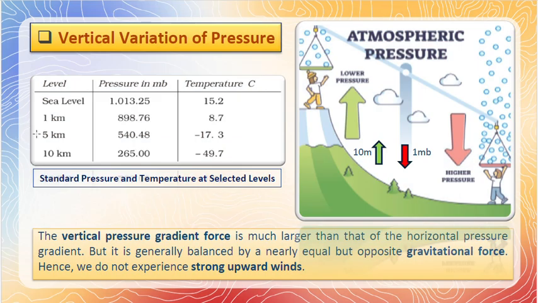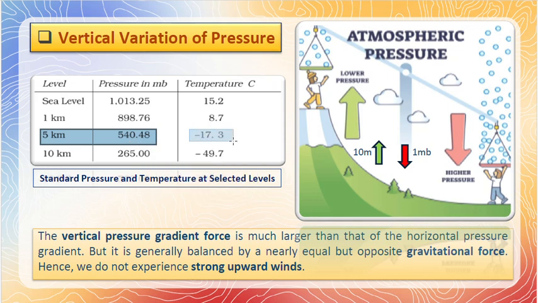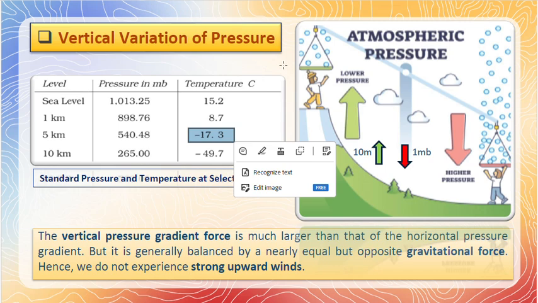So when we are talking about 5 kilometers, then the pressure will be 40.48 and the temperature will decrease. For every 1 kilometer, temperature decreases by 6.5 degrees centigrade. This is called the normal lapse rate of temperature.